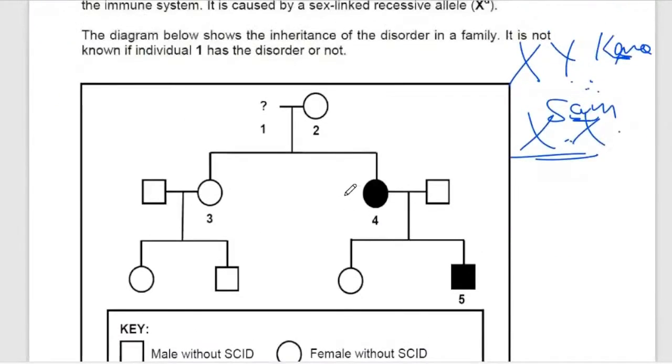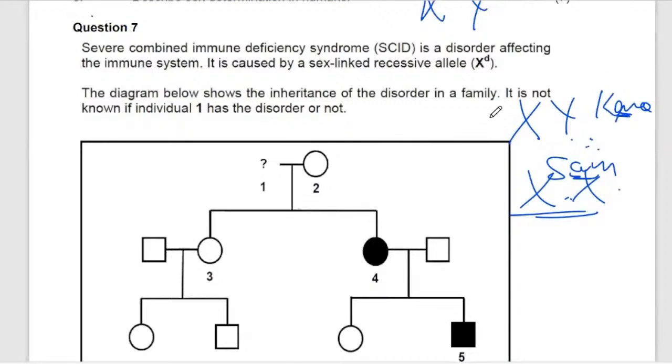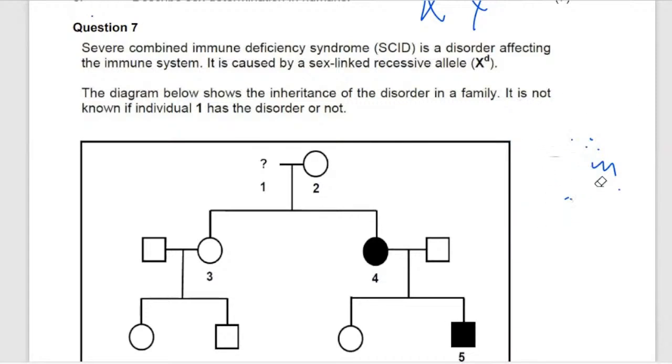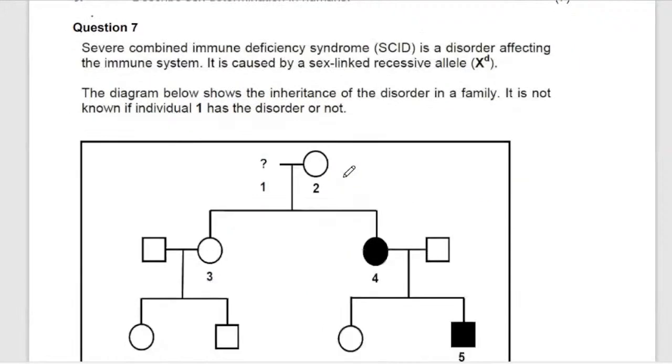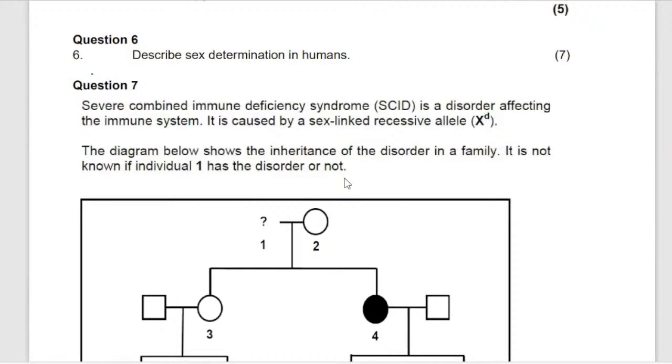Number 2. Let's do one example on sex-linked recessive allele. One example, sex-linked dominant allele. One example, non-sex-linked. The first one, identify whether it's sex-linked or non-sex-linked. Okay, now we have identified here that is sex-linked.